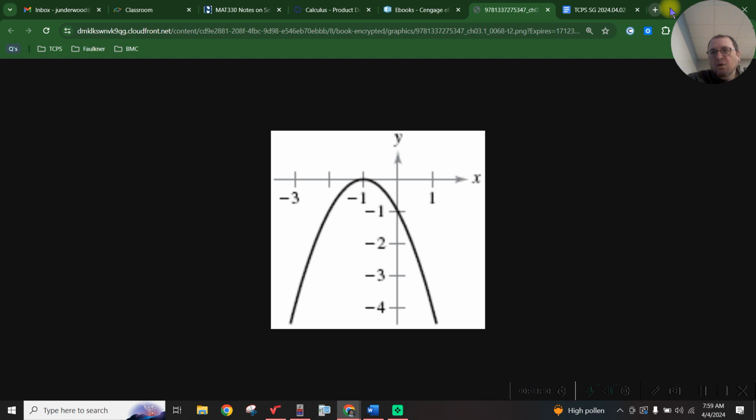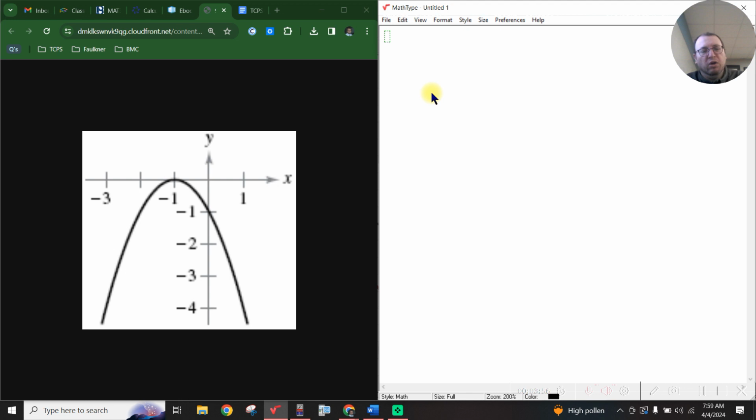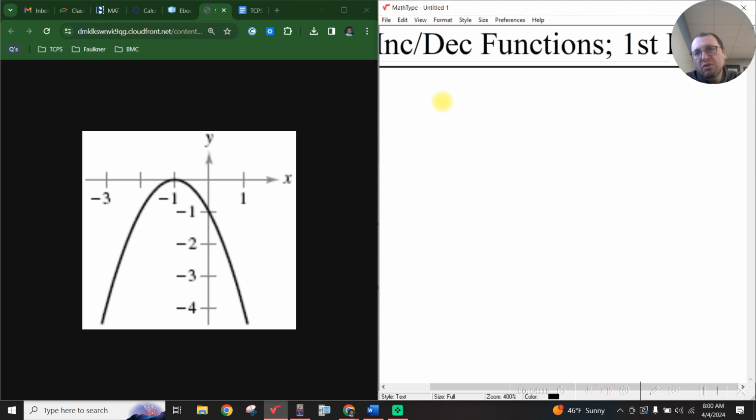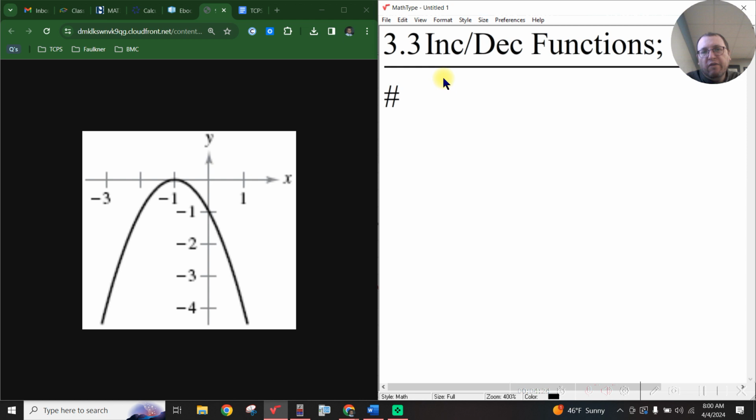Left of negative one is correct, but we're going to write this in what's called interval notation, with the parentheses and the brackets. Let me go ahead and write this down. This is 3.3, increasing, decreasing functions, first derivative test. And this is number five, where we are.